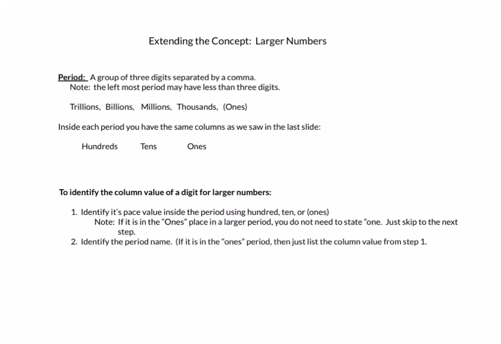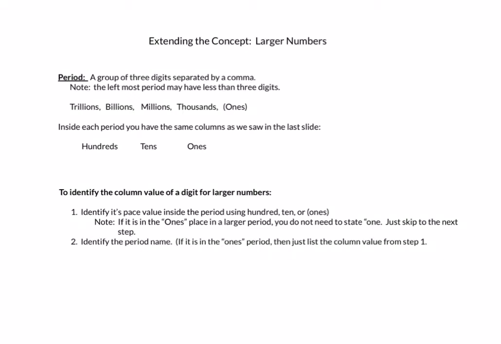So we have period names. Starting on the right and moving to the left, we have the ones period. Ones, I am putting it in parentheses only because we don't say it. We also have the thousands period, millions, billions, and trillions.